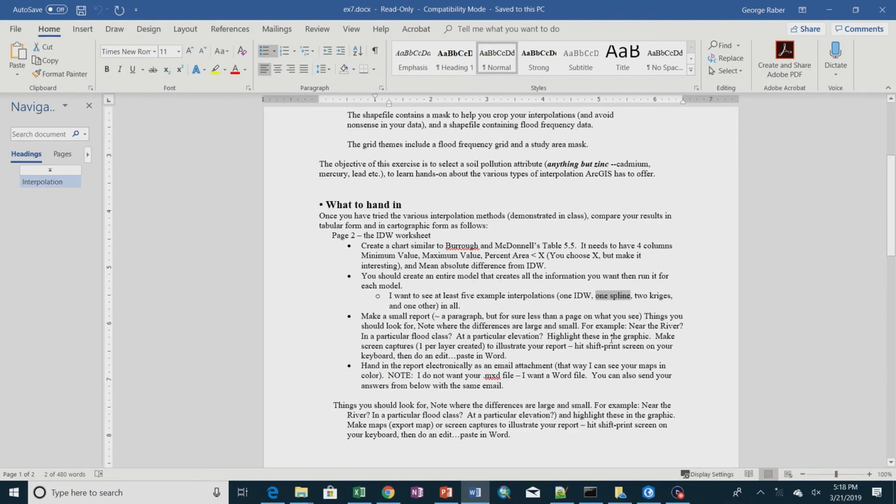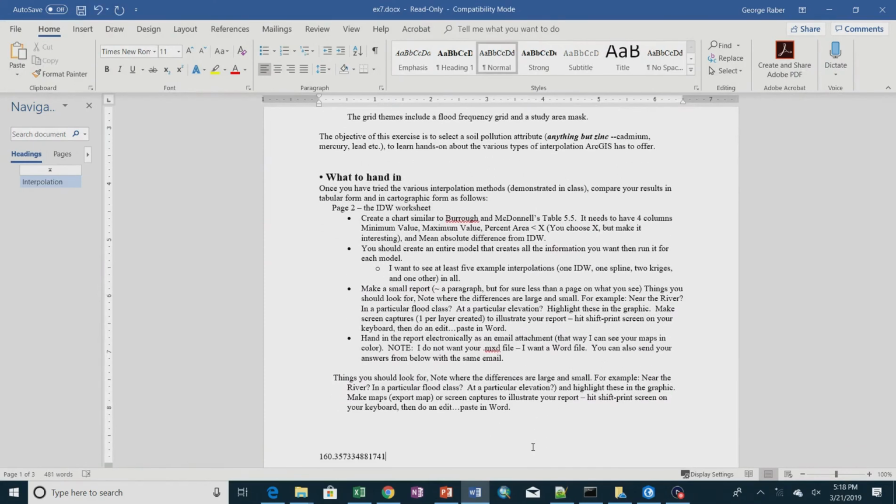So then create it in your Word document. Put a few of the screenshots in there, and then turn it in. So I forgot to change this from last time. It should say I don't want your ARPX file. You don't want the project file. I want a Word file, or perhaps an Excel and a Word file. Okay. That's what you should turn in. Does anybody have any questions about that? About what you're supposed to turn in?